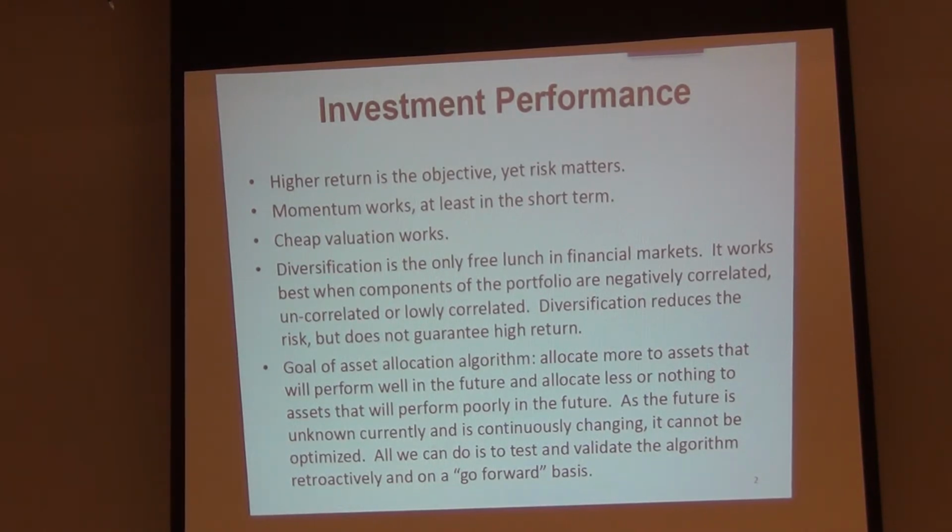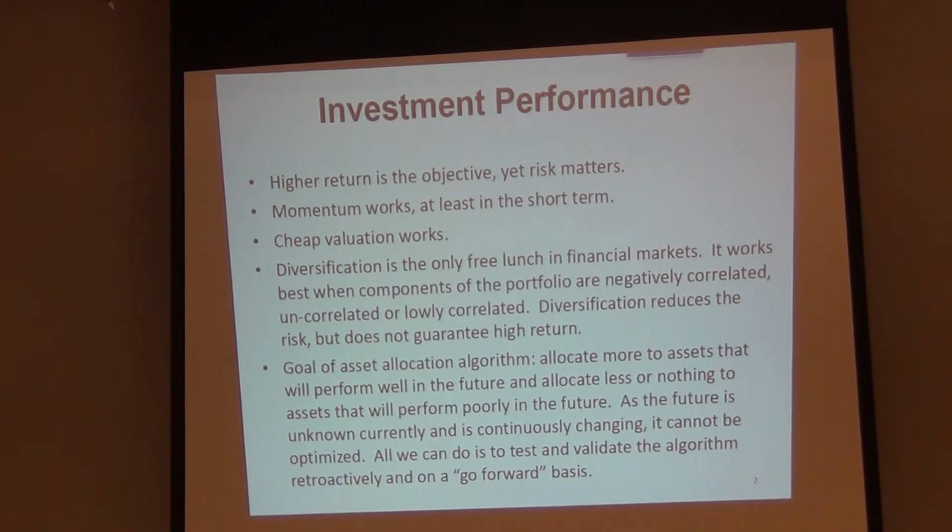Sharpe Parity is a framework related to asset allocation. The goal of asset allocation is quite simple: allocate more to assets that will perform well in the future, and allocate less or nothing to assets that will perform poorly in the future. That's all we need to know. Now, the problem is that the future is unknown currently and is continuously changing. It cannot be optimized, so all we can do is to test and validate the algorithm retroactively and on a go-forward basis.